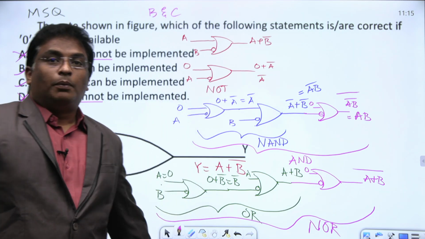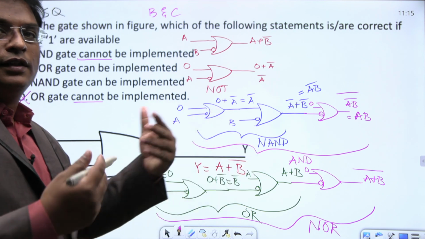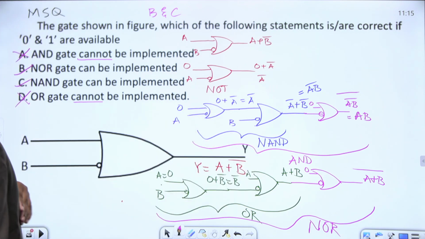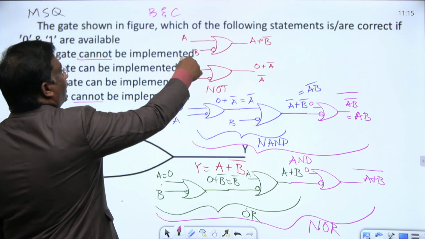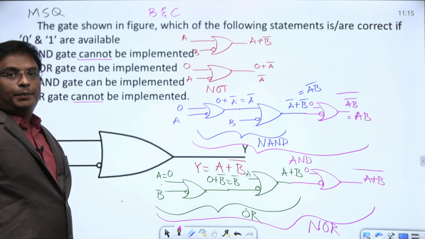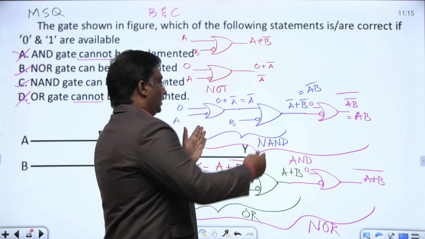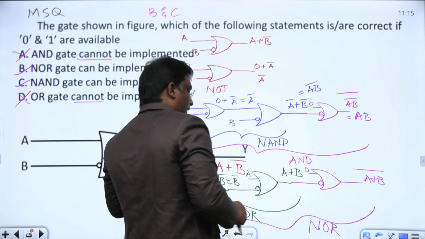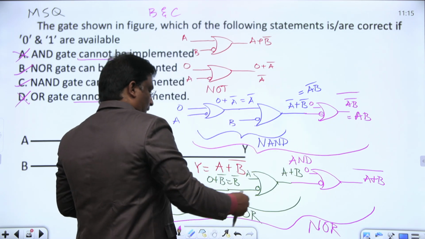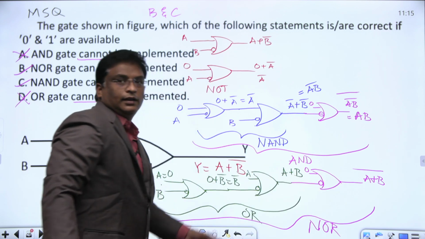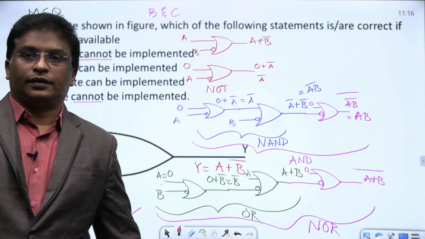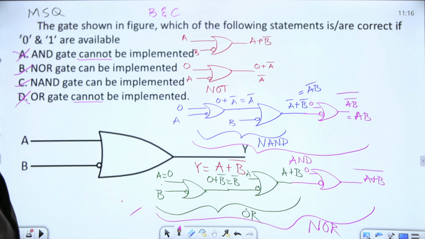Clear everyone? They invented some gate which is here. What is the output of this gate? A plus B bar. By using this gate I can implement the NOT gate, the NAND gate, the AND gate, the OR gate, and the NOR gate. Like that we can implement everything by using that gate itself. Okay, right, very good.